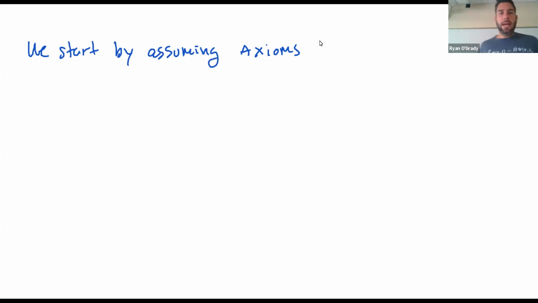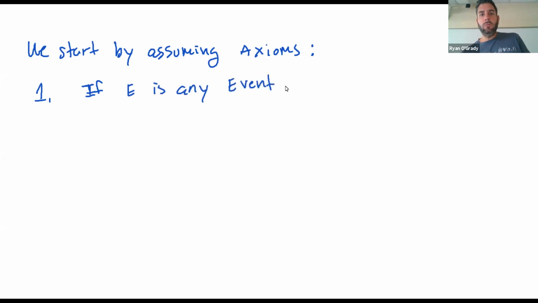Okay, so what are these axioms? Well, we're going to list them. Number 1, if E is any event, then the probability that E occurs must be some number between 0 and 1.